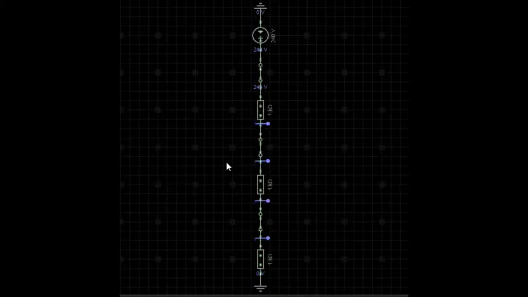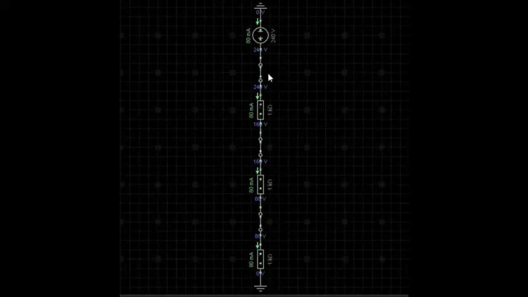Let's have a look at part 2 now, shall we? Open circuits. At the moment, I've got a closed circuit there with current flowing from a 240 volt power supply down to earth with 3 1 kilo ohm resistors and current at 80 milliamps.